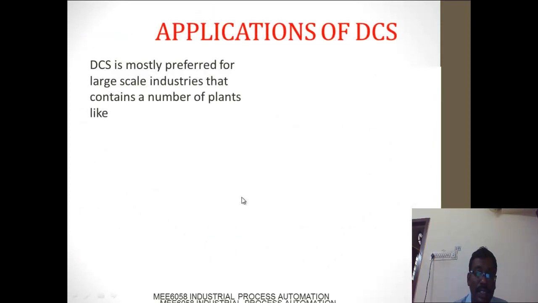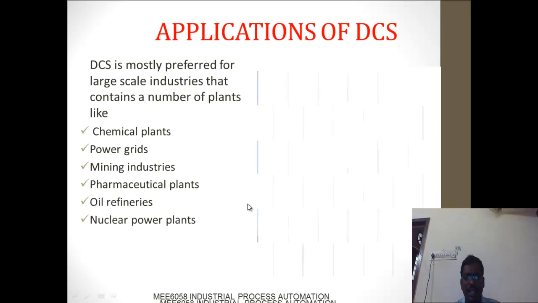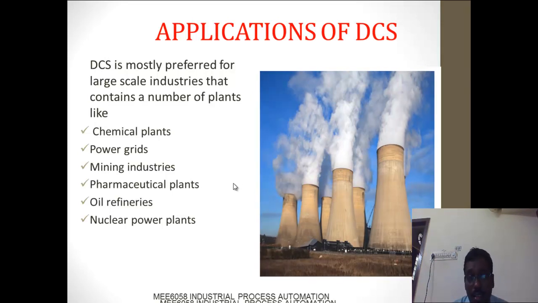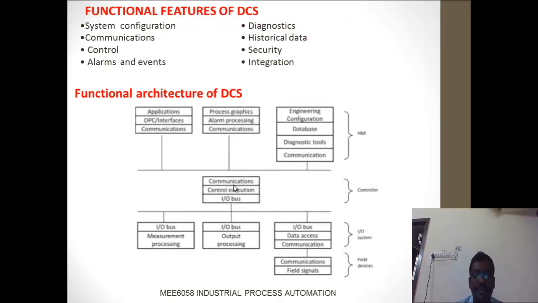Coming to the application of DCS, DCS are widely used in the process stations. As I already said, chemical plants, power grids, mining industries, pharmaceutical plants, oil refineries, and nuclear power plants. It's also used in cement industries and paper industries. Nowadays, DCS is also used in the manufacturing industry, for manufacturing different cores in a single assembly line. That's also possible.